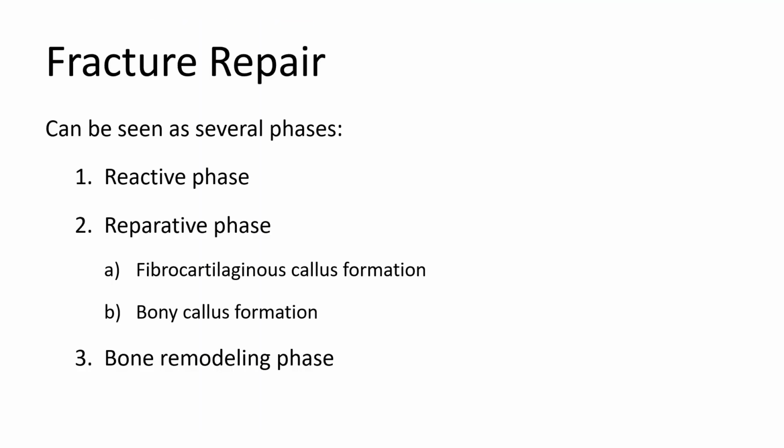So now we have an understanding of fractures, and we can also identify several common fracture types. We'll now explore how a bone heals after obtaining a fracture. The process of fracture repair can be separated into several phases, these being the reactive phase, the reparative phase, and finally, the bone remodeling phase. We'll go through these individually on the next slides, but it's important to note that the basic principles of fracture repair occur in response to any fracture type.